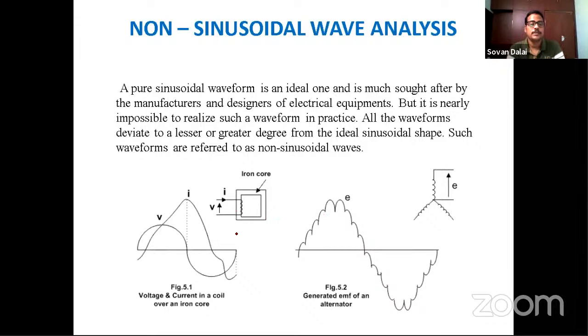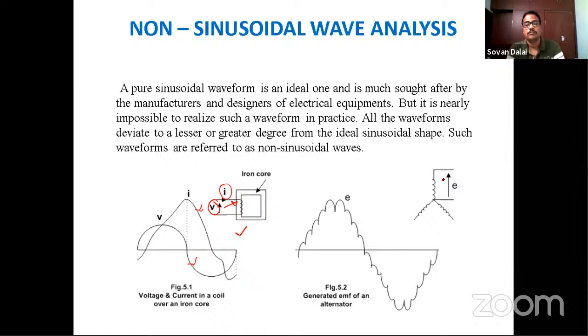Suppose in this example, we are supplying a sinusoidal voltage waveform to a transformer. Now if I measure the current, you see that the current waveform is a non-sinusoidal waveform. So this is the voltage, the pure sinusoidal voltage, which is applied to provide supply to the transformer. But if I measure the current, that current is non-sinusoidal.